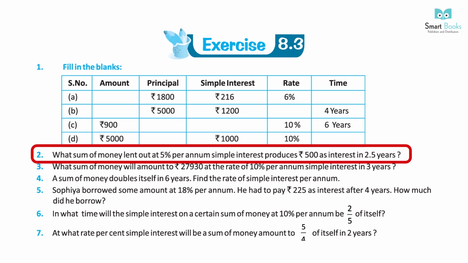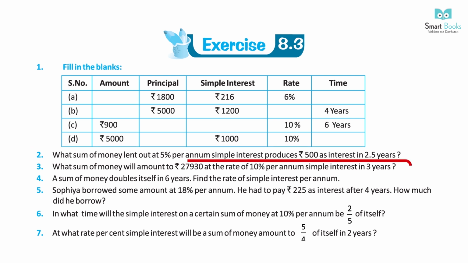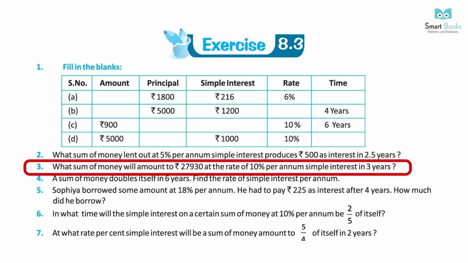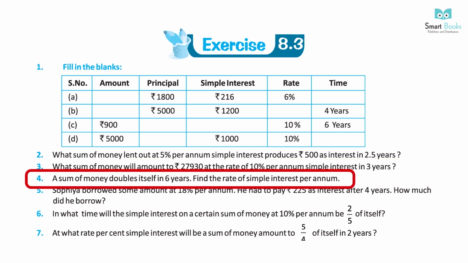Question 2. What sum of money lent out at 5% per annum simple interest produced rupees 500 as interest in 2.5 years? Solution. Principal is equal to rupees 4000. Question 3. What sum of money will amount to rupees 27,930 at the rate of 10% per annum simple interest in 3 years? Solution: rupees 21,484.6.